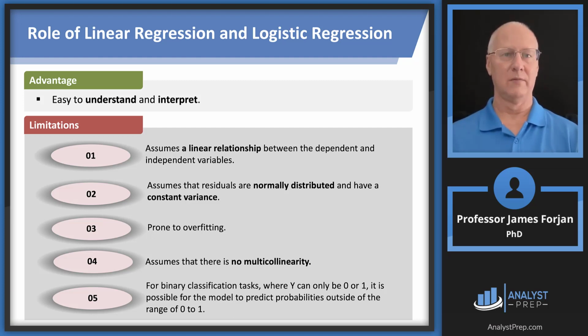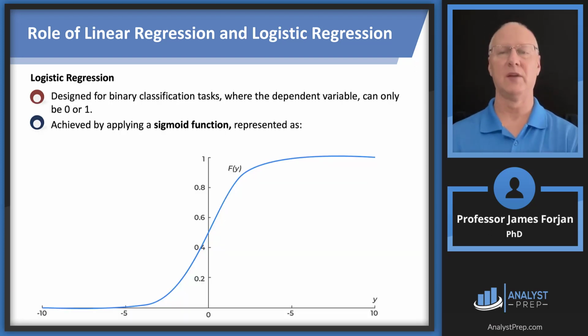All right, so this is easy to understand and interpret. Those are the advantages. Linear relationship, we talked about that before. Normal distribution, constant variance. Limitations, look at this. Prone to overfitting. Now that's something that most of the time you don't hear in your regular old statistics lecture. No multicollinearity. And then look at the fifth limitation. This is what I was saying before. 114% chance of doing something. That just doesn't make any sense.